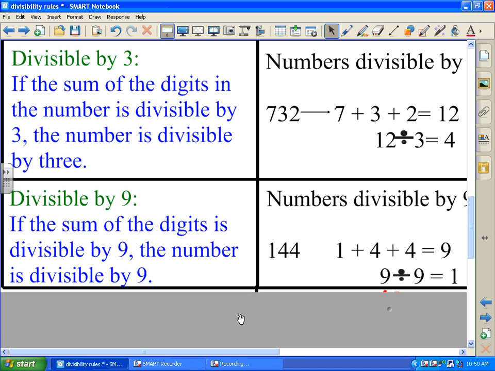So let's take the number 72. First, I'm going to take the digits, 7 plus 2. What is 7 plus 2? 9. It's a 9. If the sum of the digits is a 9, the entire number is divisible by 9, right? Is this a 9? Okay, let's do another one.